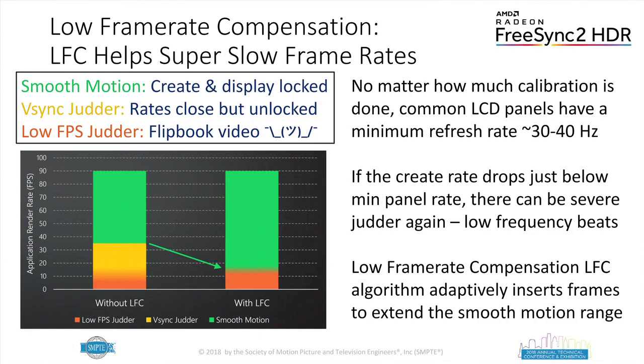This is sort of an extended view. If you look at a monitor that can maybe run down to 35 hertz, you can lock the monitor to the display at rate, safe for a particular panel, anywhere from 35 to 150. What happens if the frame rate drops to 20 or 25?